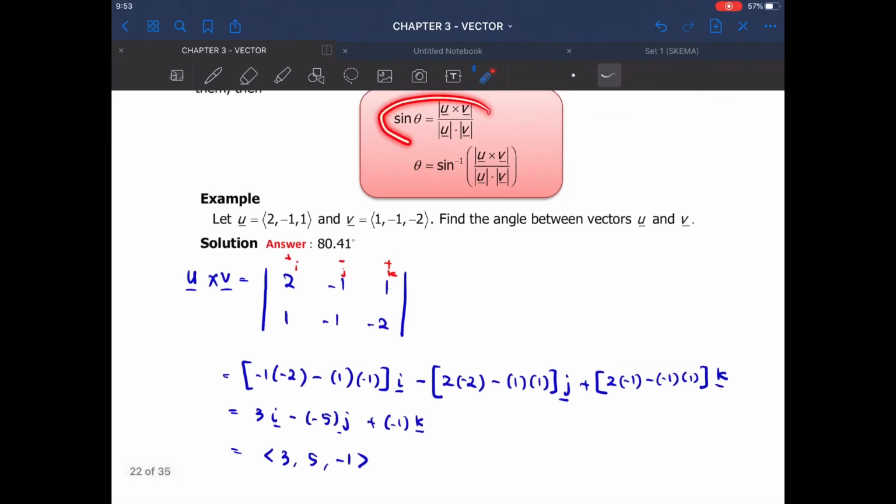The formula for sine theta uses the magnitude of u cross v. This means that from the cross vector that we obtained here, we need to find the magnitude.